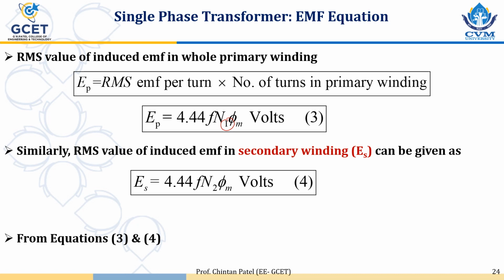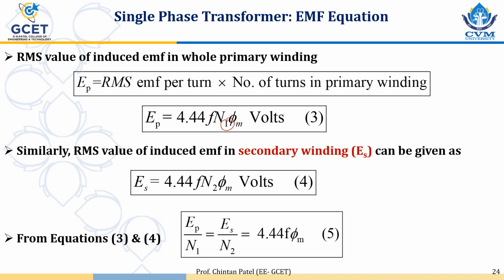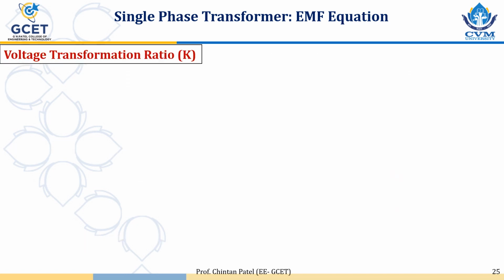So from equations 3 and 4 we can take a ratio: Ep upon Es is equal to N1 upon N2. We can arrange Ep upon N1 is equal to Es upon N2. So divide Ep by N1 and divide Es by N2, and we will get 4.44 f phi m.